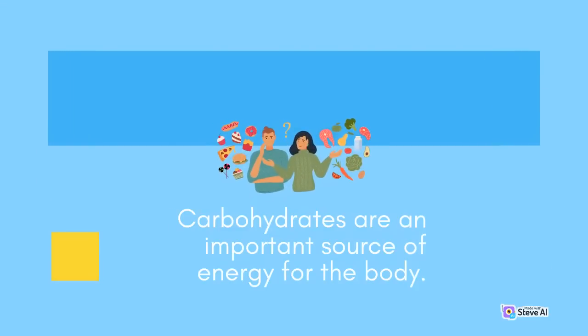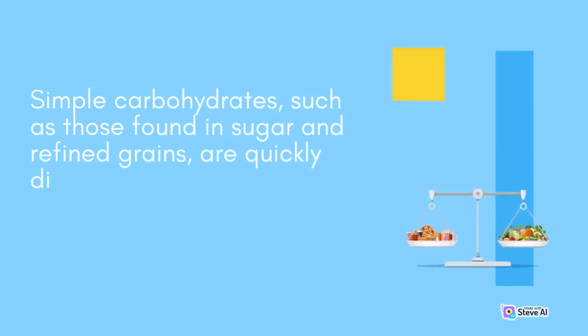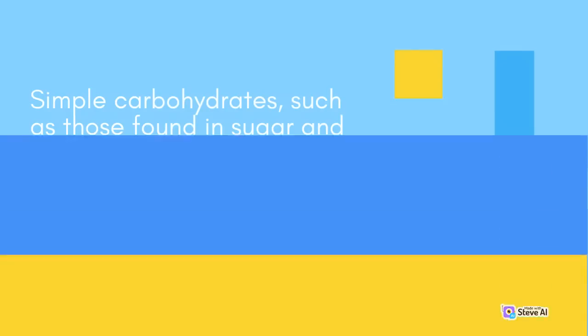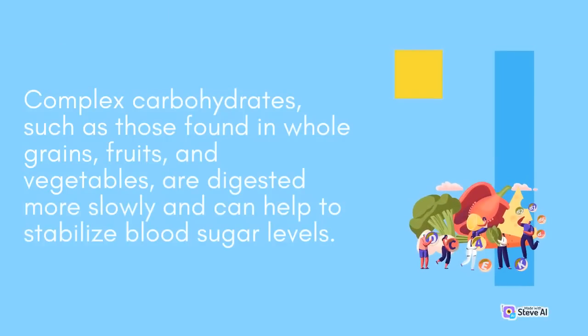Carbohydrates are an important source of energy for the body. Simple carbohydrates, such as those found in sugar and refined grains, are quickly digested and can cause a rapid increase in blood sugar levels. Complex carbohydrates, such as those found in whole grains, fruits, and vegetables, are digested more slowly and can help to stabilize blood sugar levels.